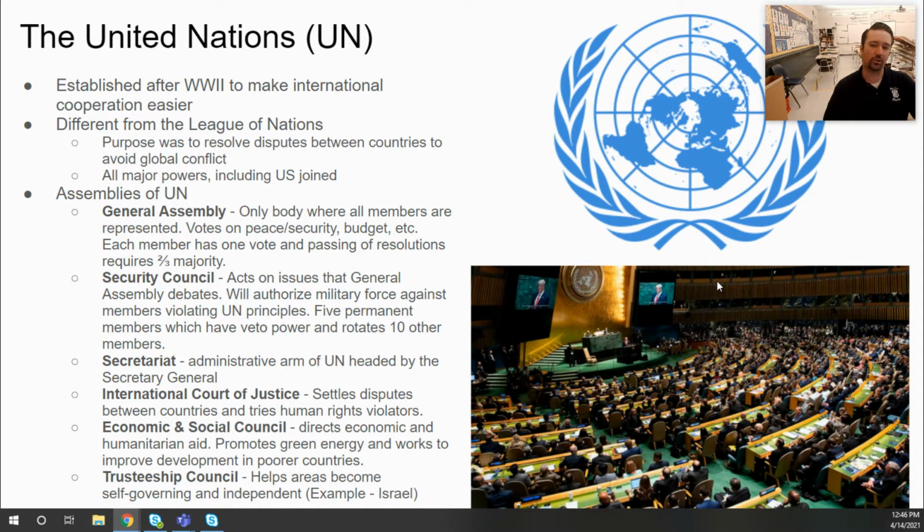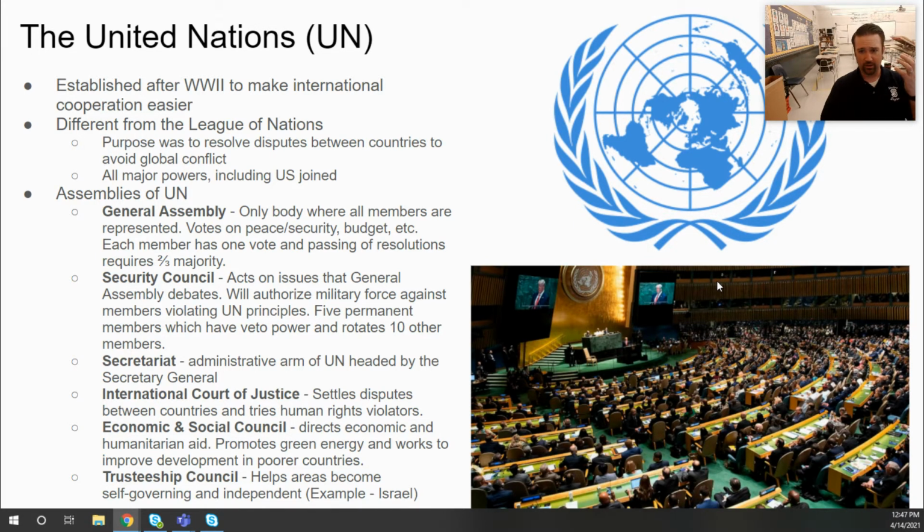So a new international organization, known as the United Nations, would be formed, and it's different because it could solve disputes between countries to avoid global conflict through diplomacy and other means. All major powers also joined, including the United States at this time.